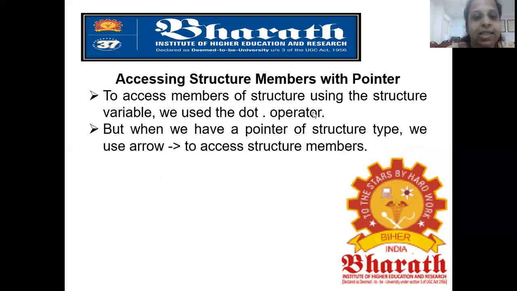So next is accessing structure members with pointers. That is nothing but we are going to access a structure member by means of a pointer. So that is called accessing structure members with pointer. How can we access the structure members? By using the dot operator. But with a pointer, we use the arrow operator. For normal variables, we can access a structure member by using the dot operator. But if we are going to use a pointer of structure type, we use this arrow operator.